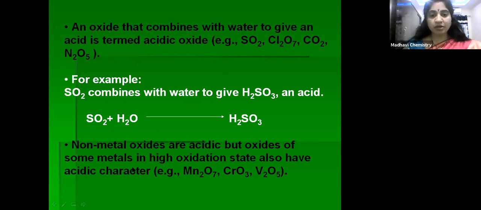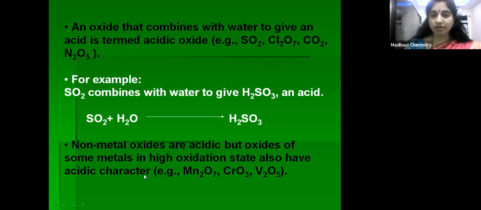Not only non-metal oxides, but metal oxides in a high oxidation state also have acidic character. For example, Mn2O7. What is the oxidation state of manganese here? +7, a high oxidation state. Even chromium trioxide: what is the oxidation state of chromium? +6. And even V2O5, vanadium pentoxide: vanadium has a +5 oxidation state. So metal oxides in a high oxidation state also have acidic character.